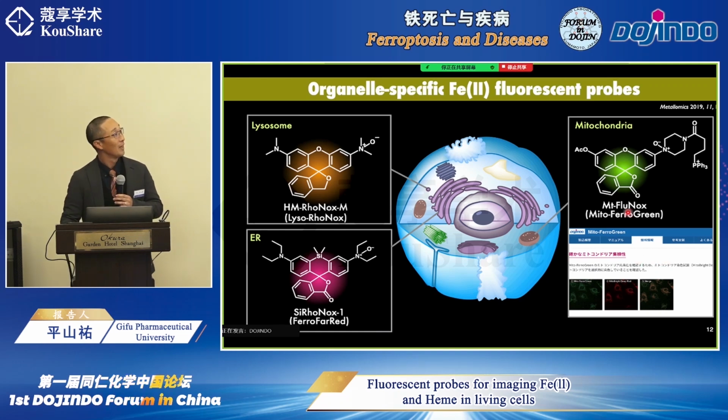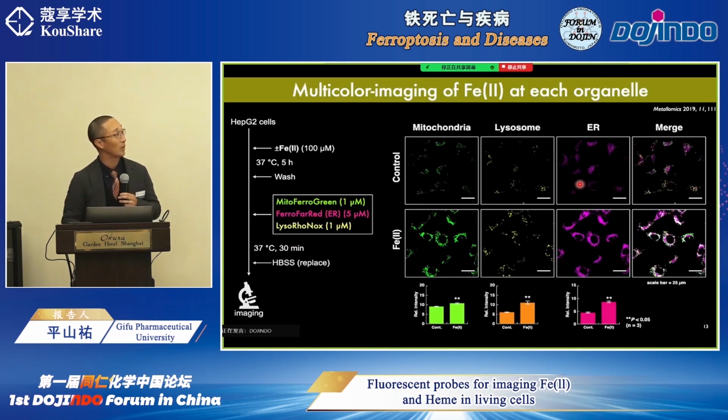And anyway, I applied a cocktail of these fluorescent probes at the same time to monitor ferrous ion status at their targeted organelles. Here shows just the demonstration, and Fe2+ treated cells showed significantly higher fluorescence signal, and the distribution patterns are specific to each targeted organelle. Here shows the mitochondria and the lysosome and the ER. So all of these fluorescent probes showed fluorescence response in their targeted organelles.